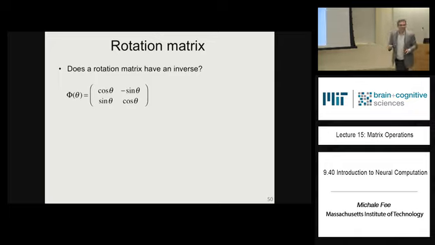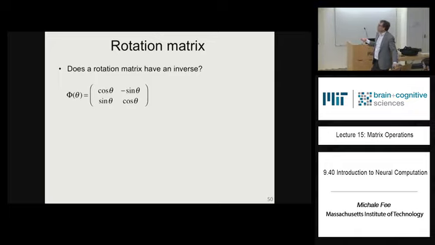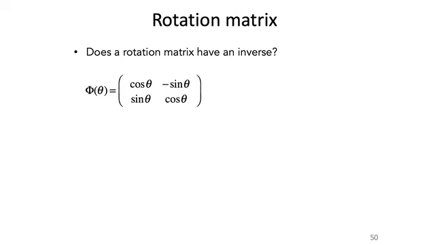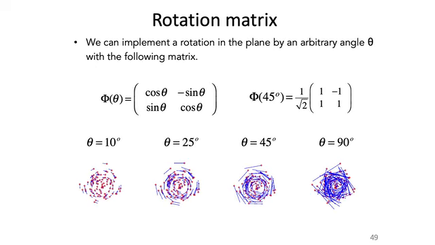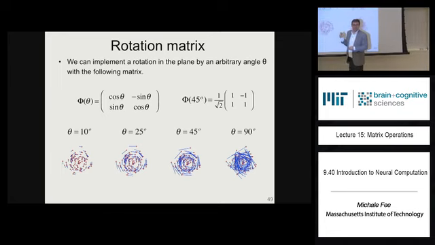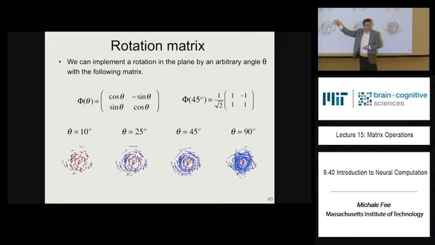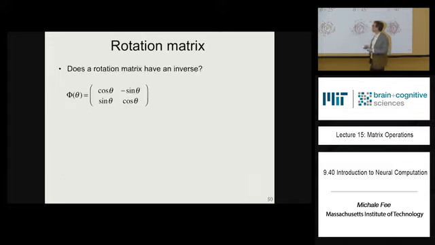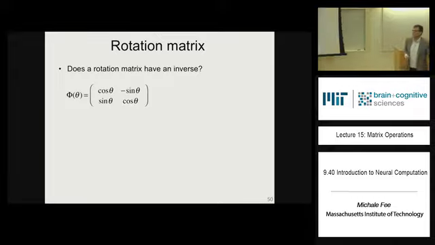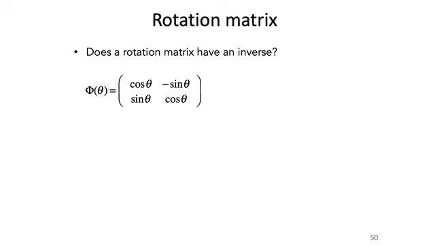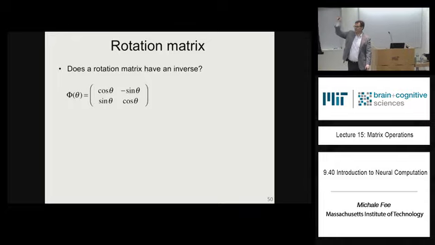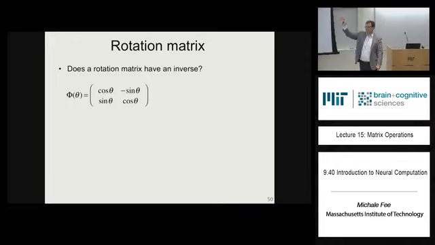What is the inverse of this rotation matrix? I just want to point out one more thing. In this formulation of the rotation matrix, positive angles correspond to rotating counterclockwise. Negative angles correspond to rotation in the clockwise direction. So there's a big hint. What is the inverse of our rotation matrix? If we have a rotation of 10 degrees this way, what is the inverse of that?